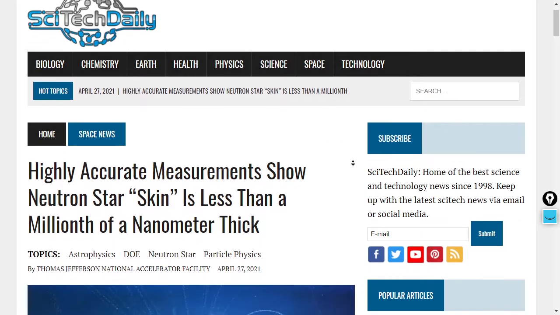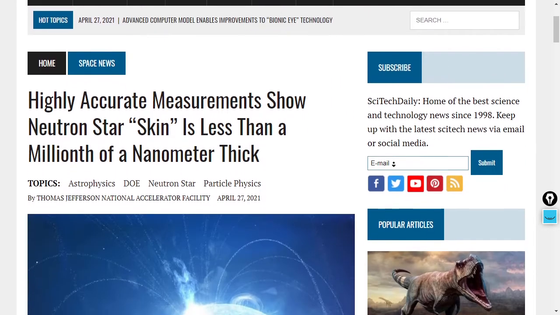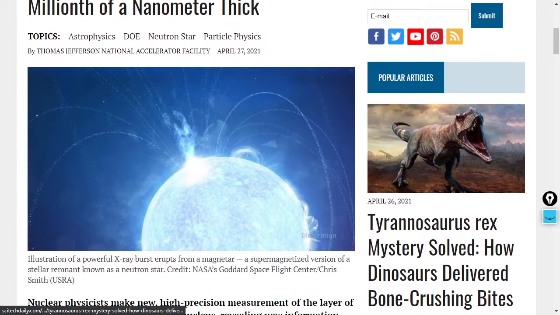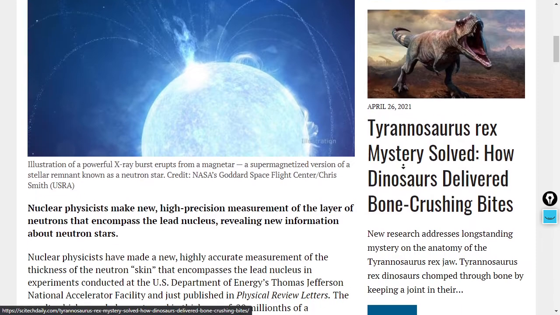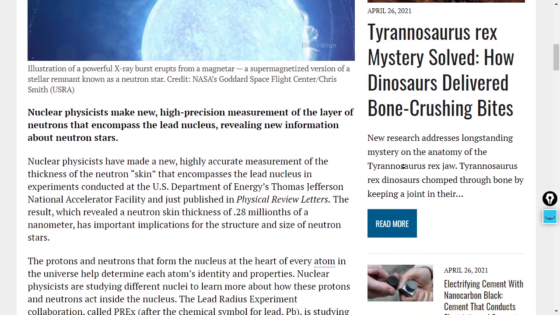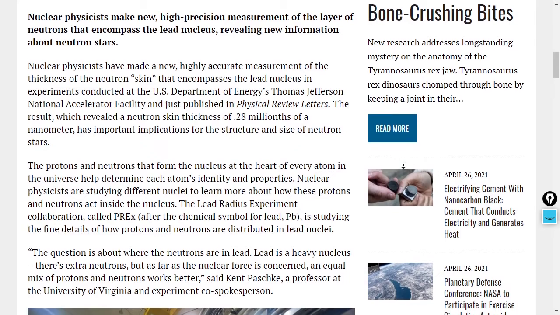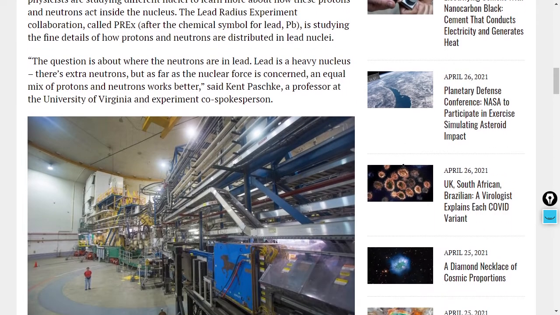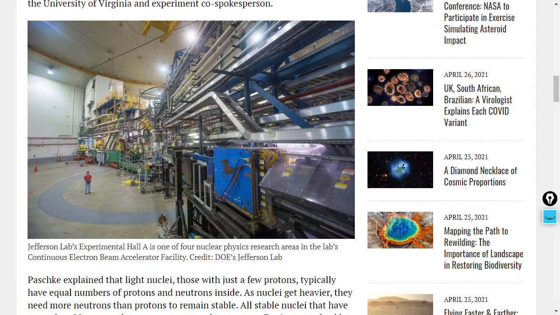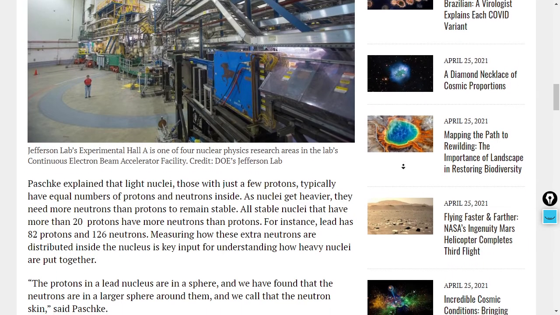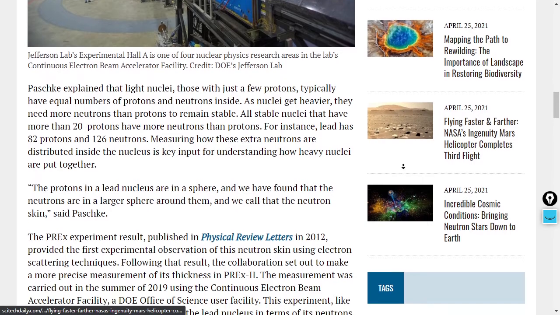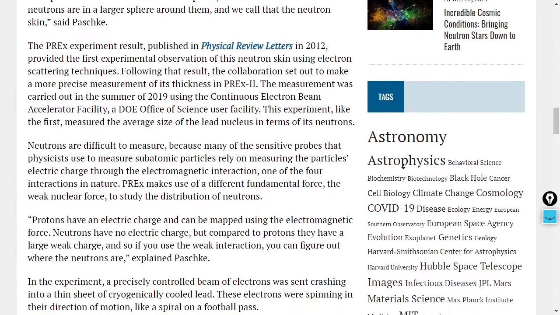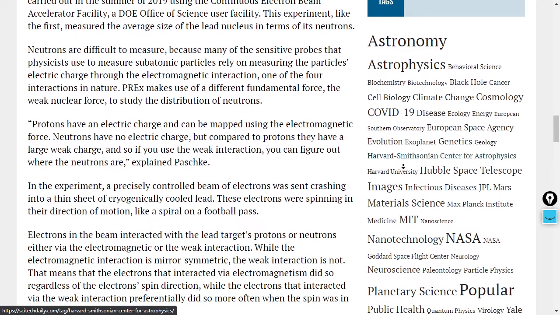And let's talk about neutron star skins. Here's an article on SciTech Daily. This isn't really a test of neutron star skins. This is a test of the properties of the nucleus of lead atoms in the laboratory. So the neutrons are believed to reside in a shell around a spherical clump of protons in the nucleus of a lead atom. And this has some sort of an effect on the belief of what neutron stars are made of.